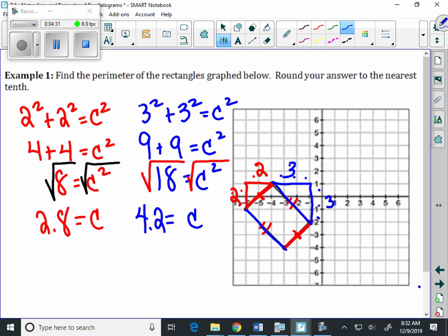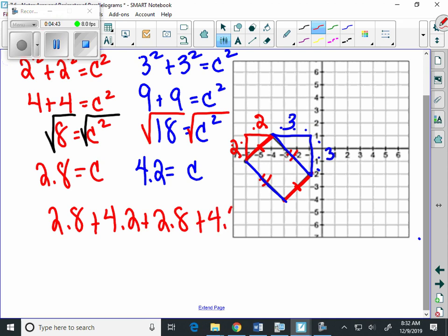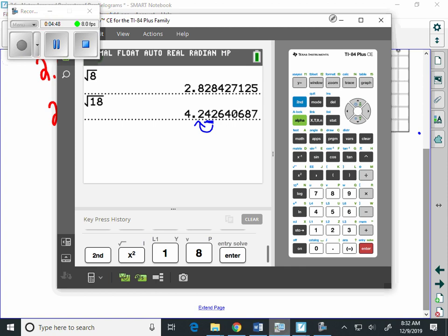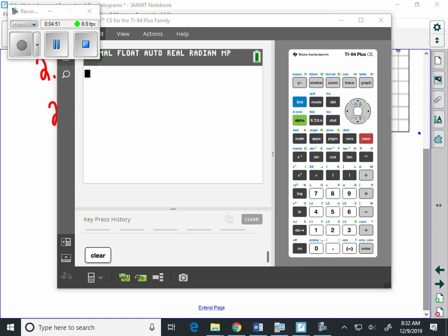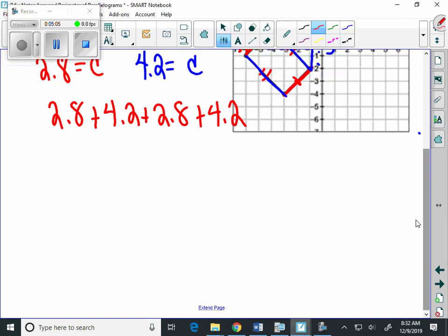And we can finish by finding the perimeter, and all that we need to do is add 2.8 plus 4.2 plus 2.8 plus 4.2. Again, use decimals, use your calculator. 2.8 plus 4.2 plus 2.8 plus 4.2, and we end up with our perimeter is 14 units.